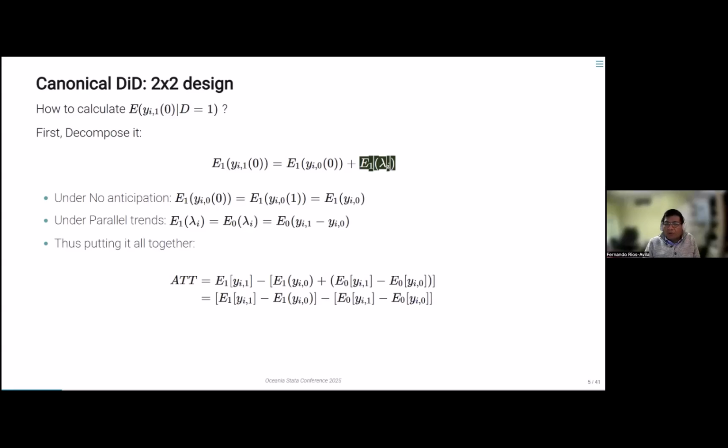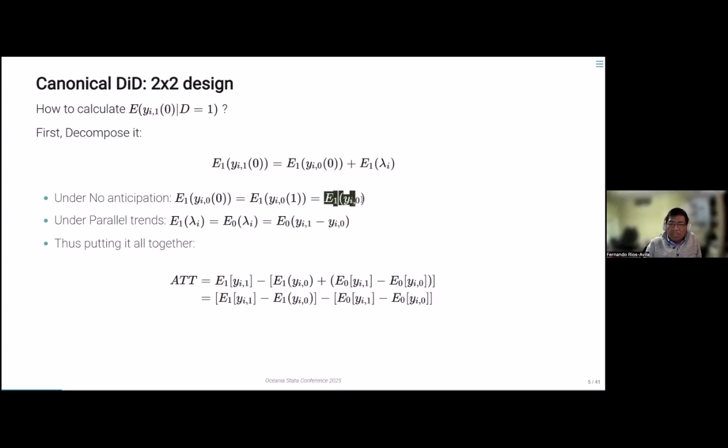Now, we still have a problem that we do not know what these parameters are. So we need to impose assumptions to identify it. The first one is no anticipation, which basically says the expected value under non-treatment for the treated group is going to be exactly the same as the expected value under treatment before treatment happened. So they are not anticipating the effect. Therefore, their outcomes should have been the same regardless of whether they were put in the treated group or the control group.